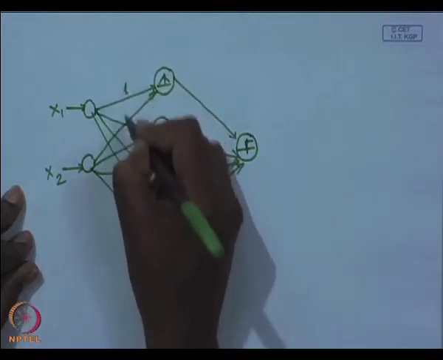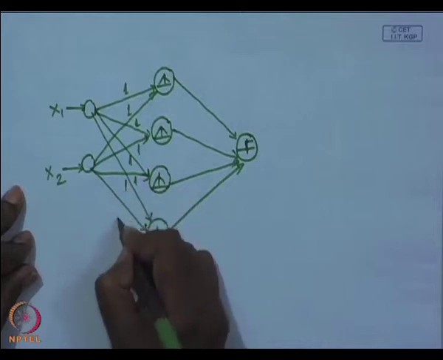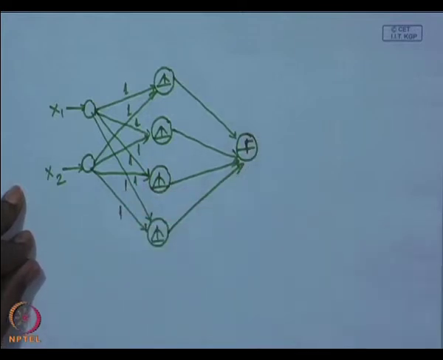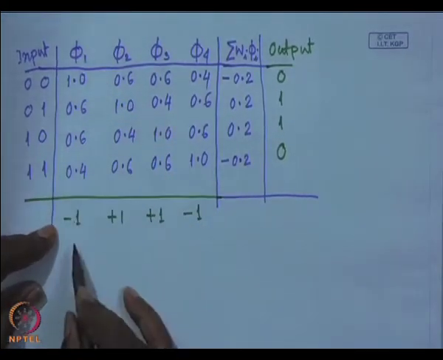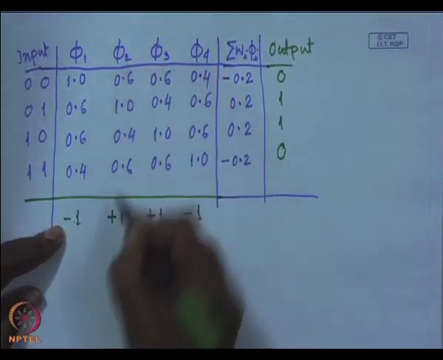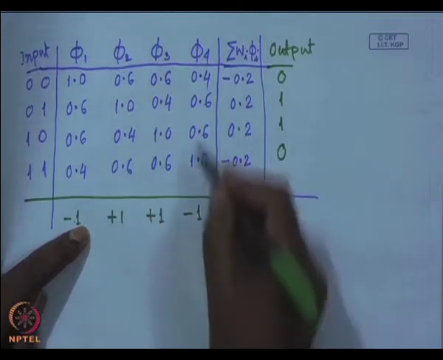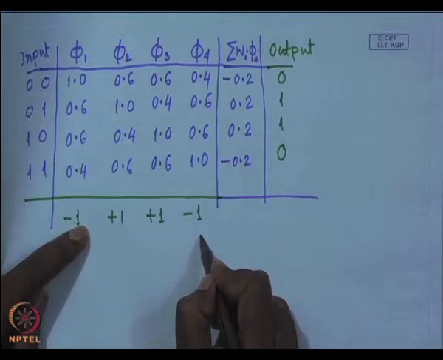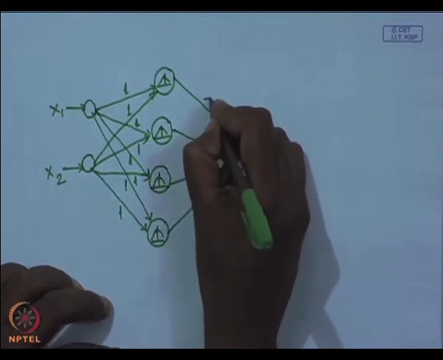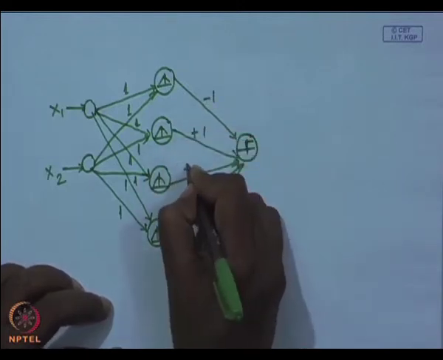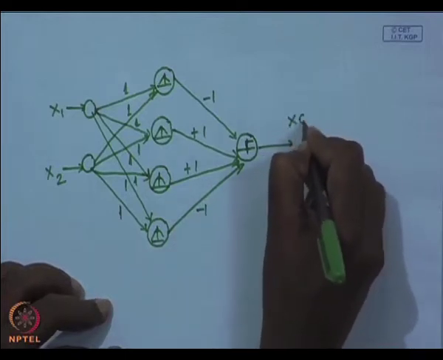Where each of these connections has a connection weight equal to 1, and over here these connections are, as you can see, phi 1 to output layer node has a connection weight of -1, phi 2 to output layer node has a connection weight of +1, phi 3 to output layer node again has a connection weight of +1, phi 4 to output layer node has a connection weight of -1. So, here the connection weights are -1, +1, +1, -1, and this output actually gives me the XOR function.